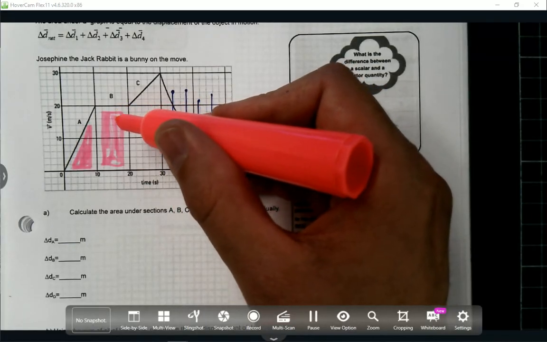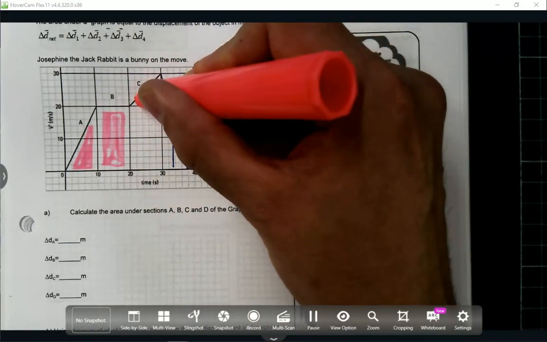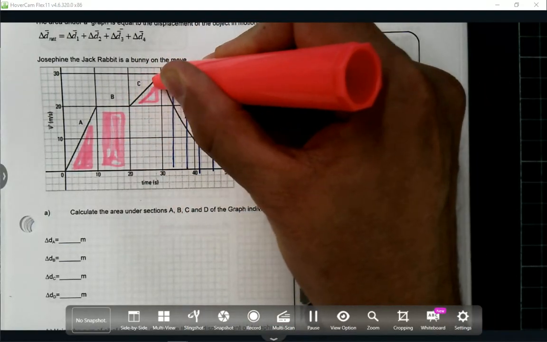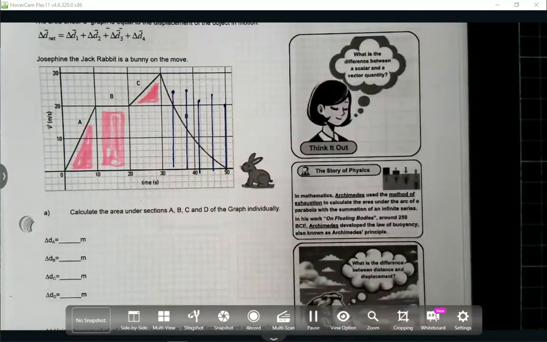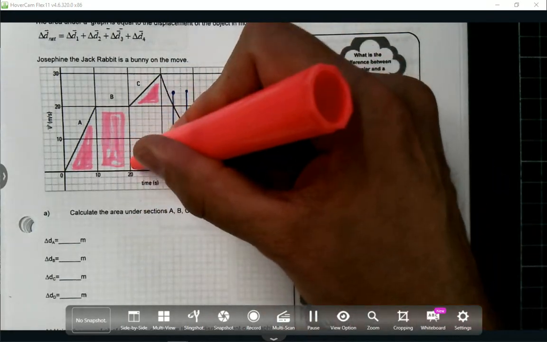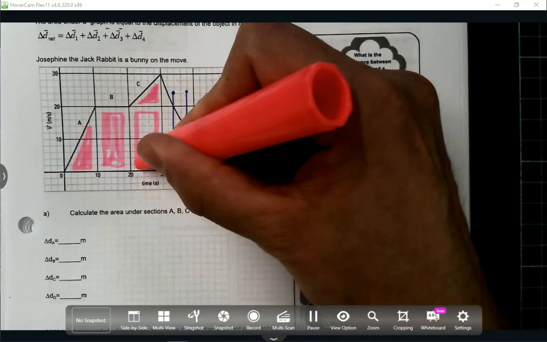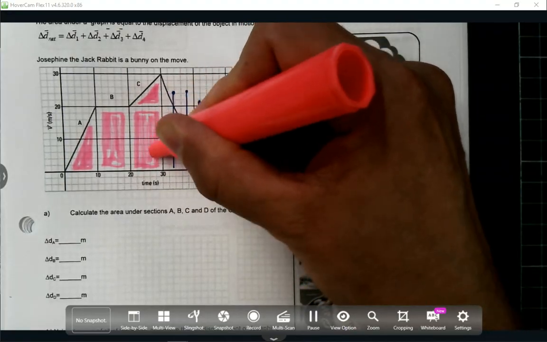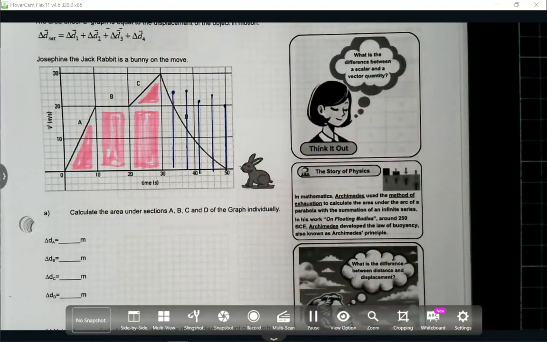Boy, that's a fast rabbit. But then she speeds up even more. And so we actually have the area under this portion, but it includes a triangle and it includes a rectangle. And the total displacement for that duration of time, between 20 and 30 seconds, would be the sum of that. So the area under the graphed data, the area between the graphed data and the time axis.